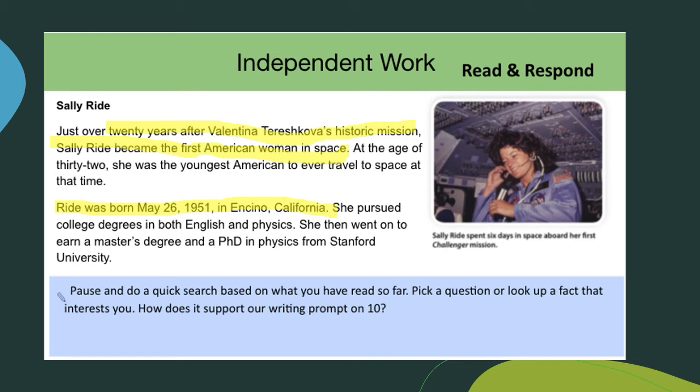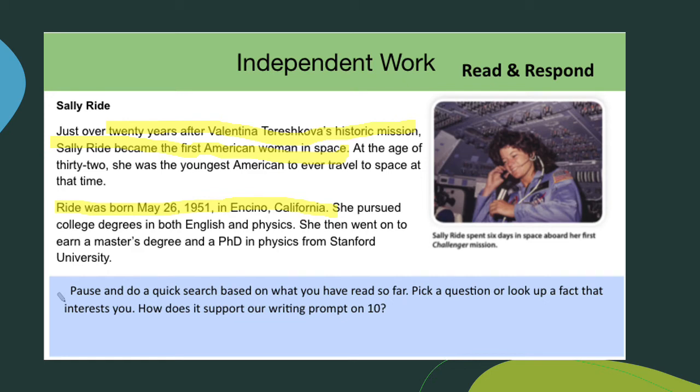So I'm going to need to look up a couple things to help me put this on my timeline, because I see 20 years after. So I'm going to need to find out when Valentina's historic mission was. And then I'm going to be able to put 20 years later, so I just add plus 20 to that year, and I'll be able to find out about Sally Ride. So that one takes a little bit more work. And it also helps at the age of 32. Great, so I'm about to find out when she was born.